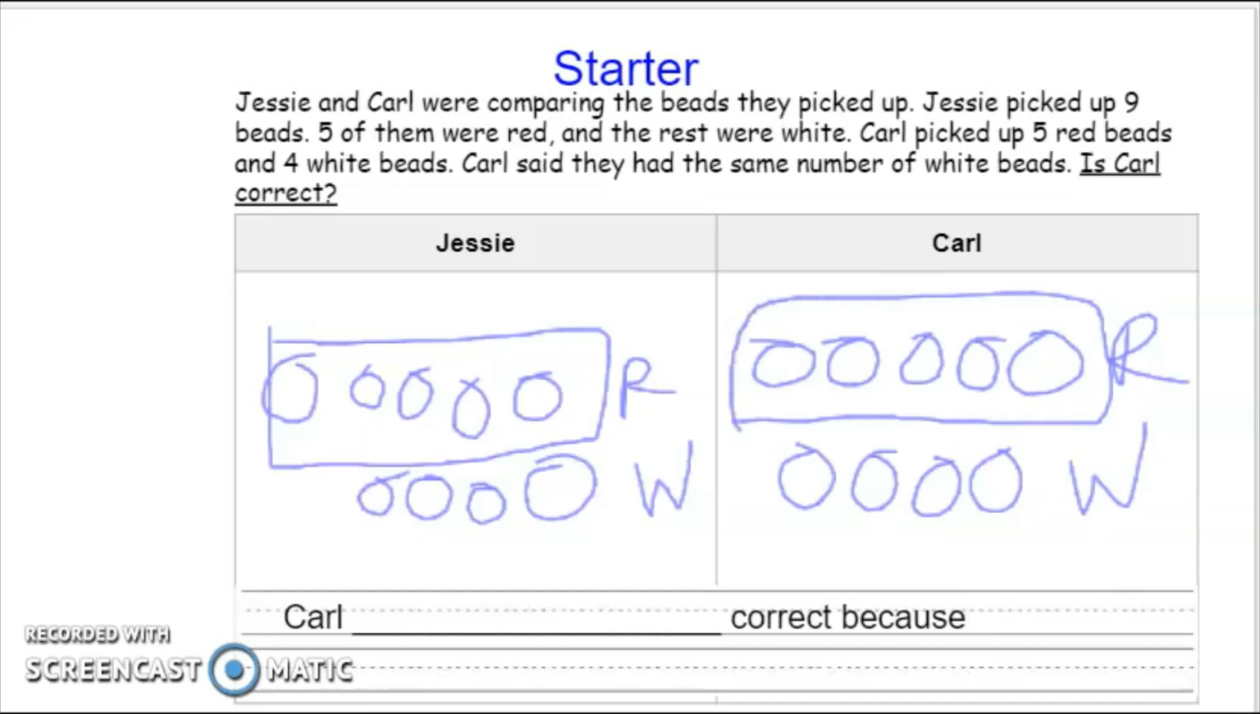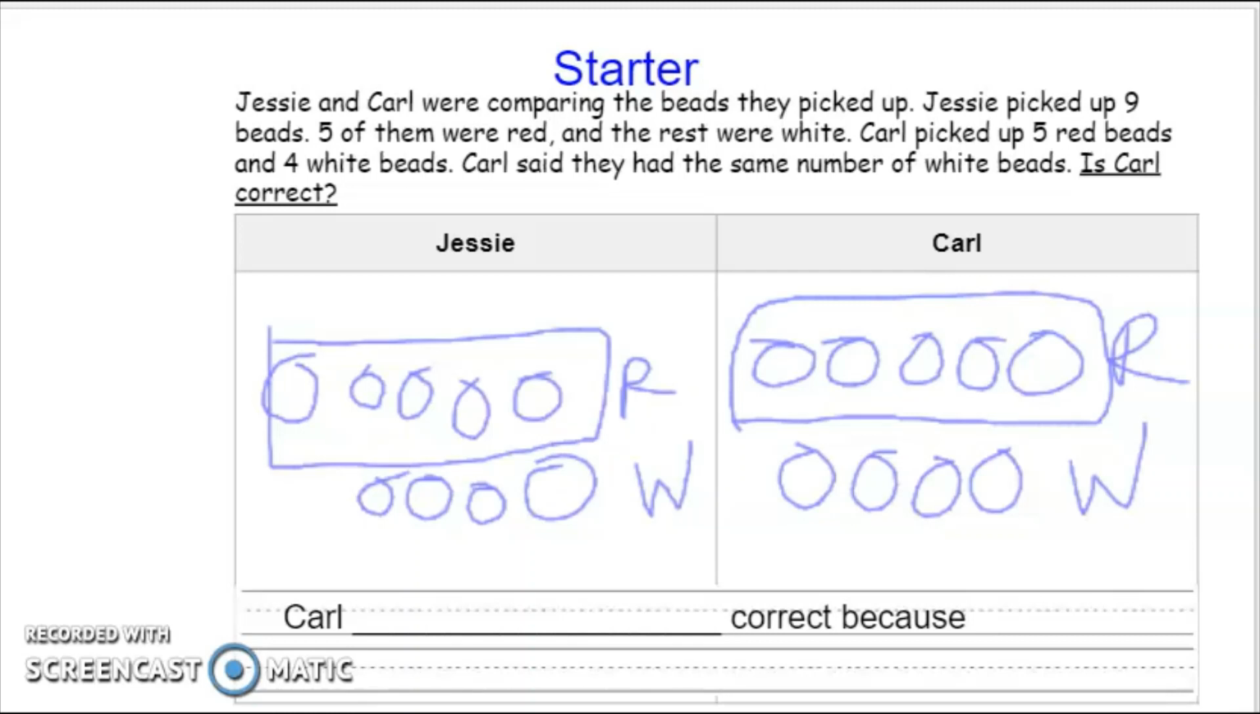Carl said they had the same number of white beads. Is Carl correct? Now before we answer, I want you to talk with a friend or a family member. Is Carl correct? Because that's our big question. Welcome back, my friends. Were you thinking that Carl was correct also? Oh my goodness, great job, my friend. Go ahead and give yourself a pat on the back. I'm very proud of you.